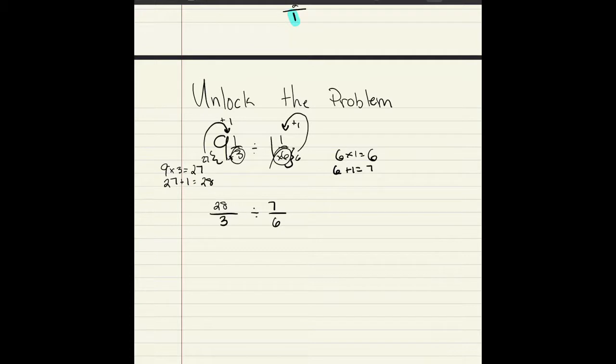And now I just need to divide like I normally would with fractions, which I would use KCF. So I keep 28 over 3. I change my division sign to multiplication, and I flip 7 over 6 into 6 sevenths. And then I can just multiply across.